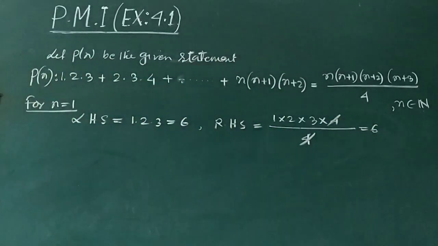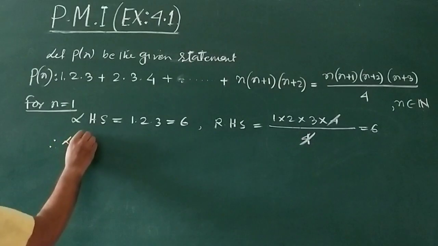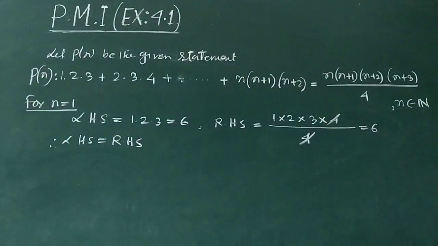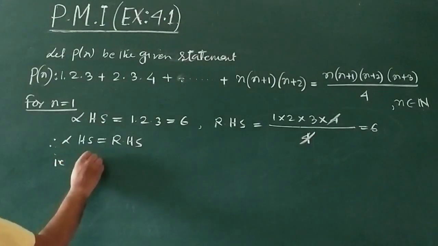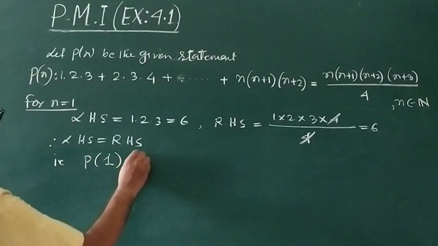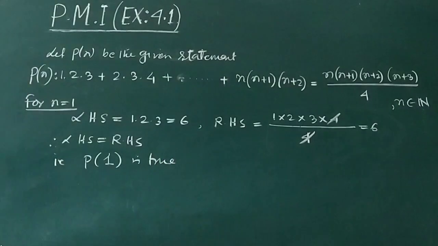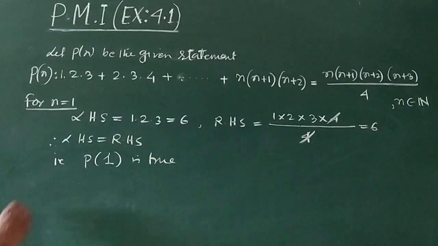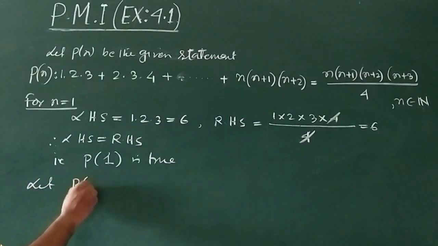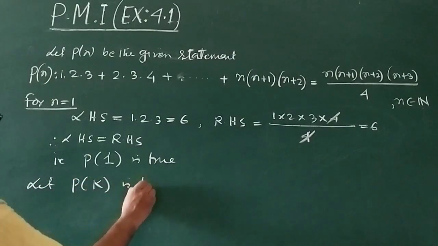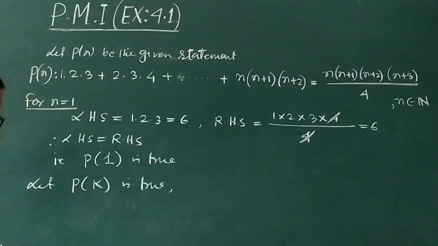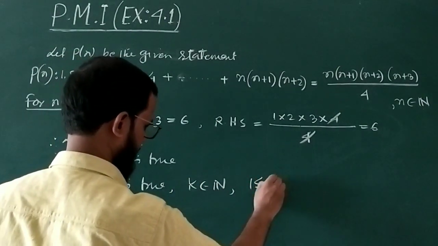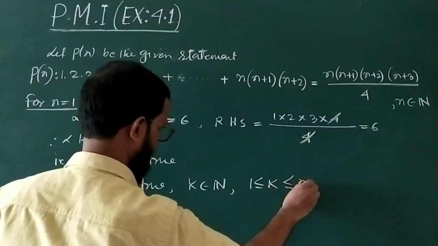So therefore left hand side is equal to right hand side. Okay, that is, you can say P1 is true. So you can easily say that P1 is true. Now you suppose that let Pk is true. What is K? K is a natural number and K lies between 1 and n.